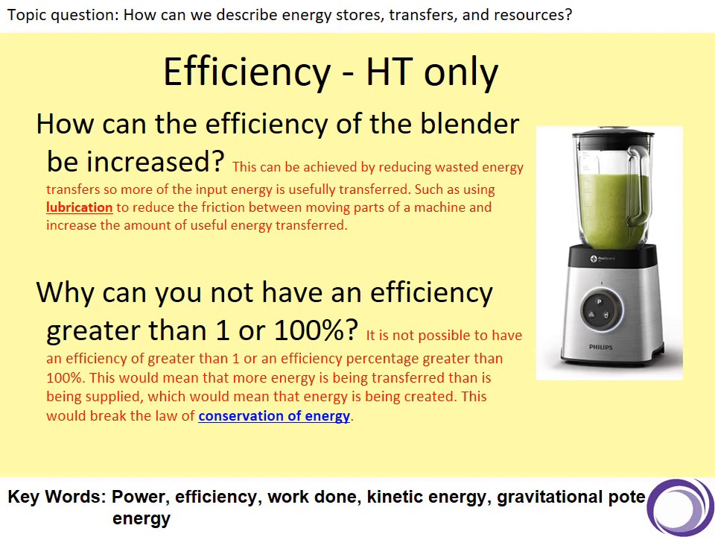Why can you not have an efficiency greater than 1 or 100%? This is because it is not possible to have more energy than what you started off with, or more power than what you began with. This is due to the conservation of energy. Whatever amount of energy you have to start off with, you'll have the total amount at the end. Think about the start of the lesson when you had your gravitational potential energy store going into kinetic. You cannot have more energy than what you started off with. It cannot be created or destroyed. It can't just come out of nowhere. It can't just disappear. It's got to be transferred from one type to another.